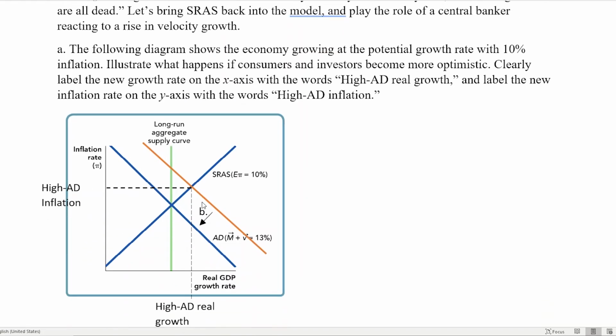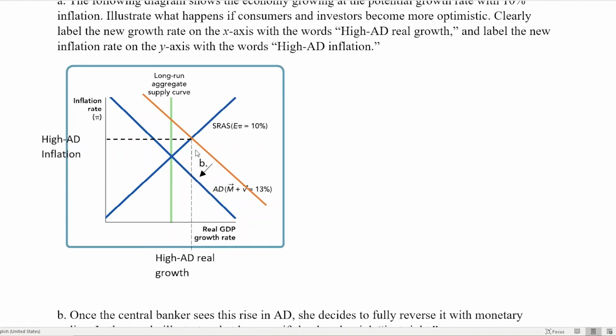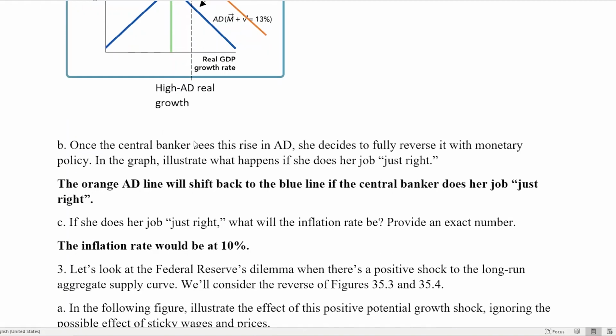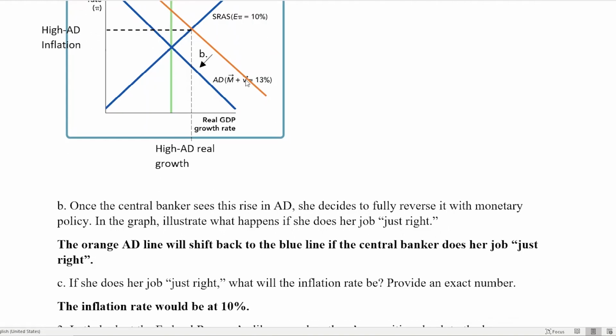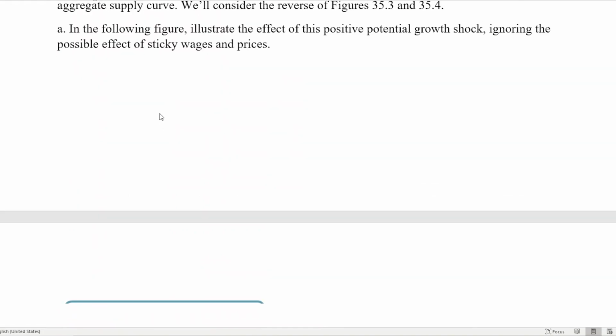Question 2, we first had to indicate where the high aggregate demand real growth and the high aggregate inflation would be. And that is seen by this orange line, which is drawn, which would be the increase that's caused from this scenario. Part B, when the person does their job right, the orange line would shift back to the original position, to this blue line here, and the inflation rate would be at 10% at the slow run aggregate supply.